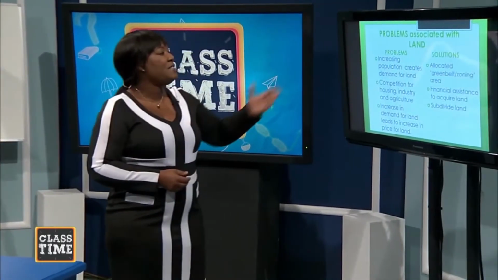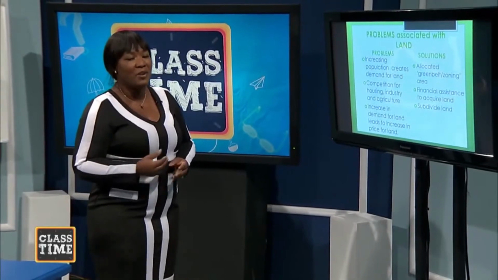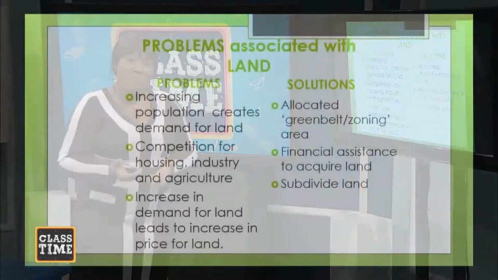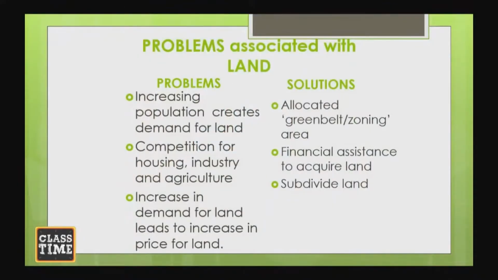First, increase in population creates a demand for land. So due to the increase in population in an area, it would give rise to a competition for housing and agriculture, which leads to the second problem. 3, increasing demand for the land would lead to an increase in the price for the land. So the price would eventually go up based on the demand.